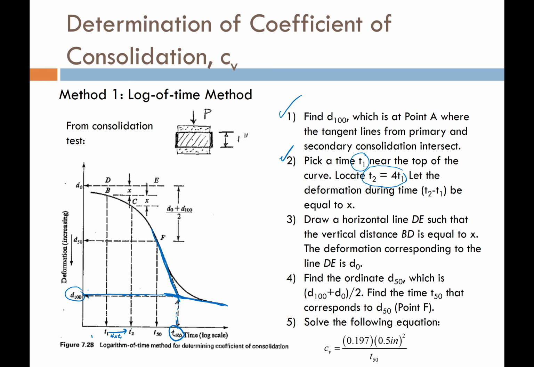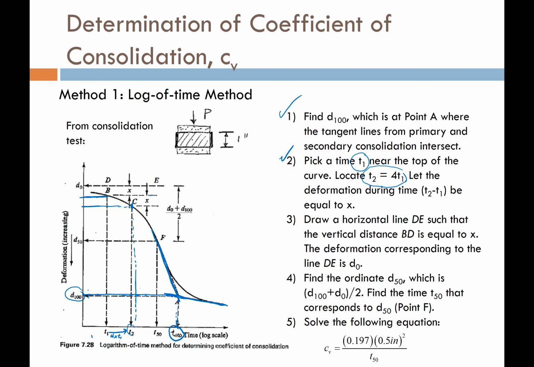Once you find T2, you come up and find the location on the curve that corresponds to T2. The distance between the value associated with T1 and the value associated with T2, that distance is what we call x.